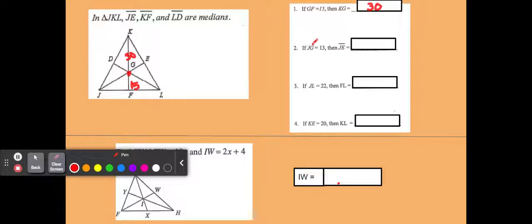If JG is 13, then JE, well, 1/3 of JE is GJ, so 1/3 of it is 13. To solve this, I'm going to multiply by 3. JE should be 39.